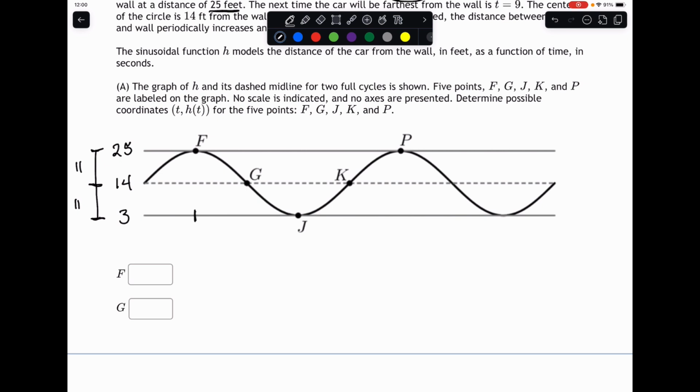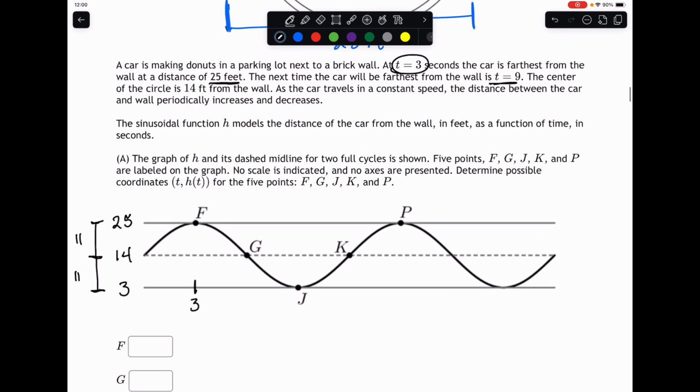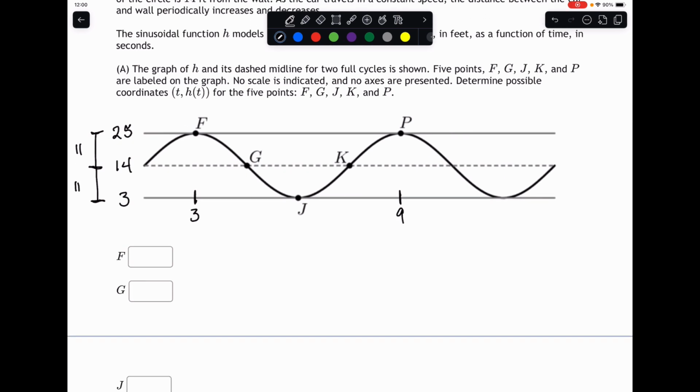I'm going to start, obviously, at point F and go from left to right. So at t is equal to 3 seconds, the car will be farthest from the wall. And then it occurs again at 9 seconds. At 9 seconds, the car is again farthest from the wall, at a distance of 25 feet. Since that's the length of one period of a cosine function, the period will be the difference of those two values, which is equal to 6.